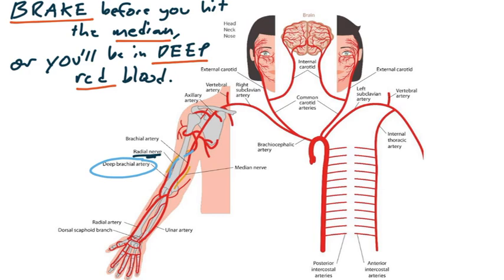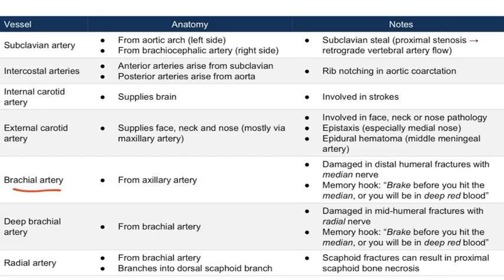If you can remember that the brachial artery and the median nerve can be damaged together, and the deep brachial artery and the radial nerve can be damaged together, it'll help you a lot on board exams. Going back to our table, just remember that the brachial artery comes from the axillary artery, and it can be damaged with distal humeral fractures, and with it, the median nerve can be damaged.